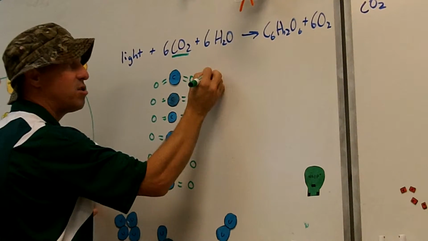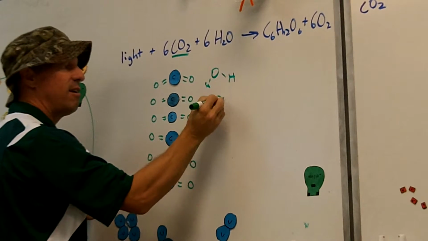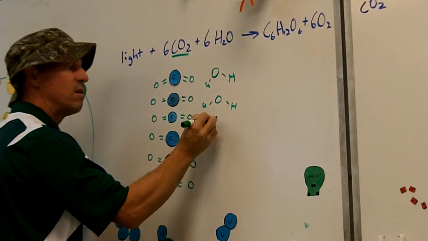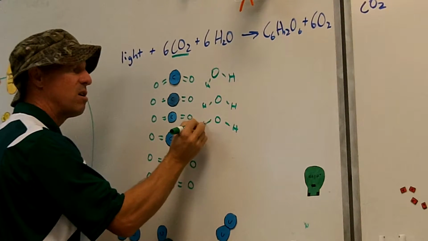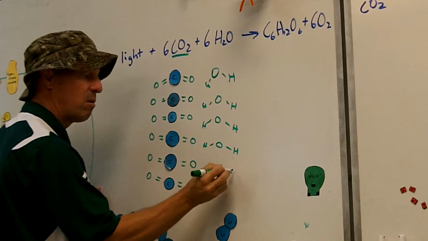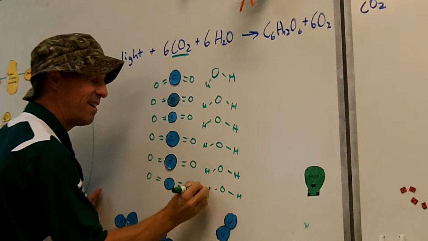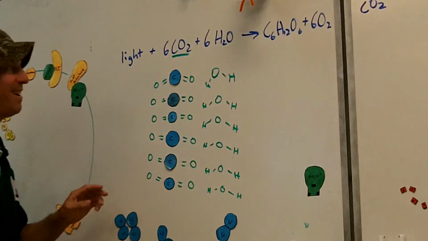So that's 6 H2Os. Y'all remember what H2O looks like, right? Looks like that. So there's 6 of those. Takes forever to do it this way. That's why they do it this way.